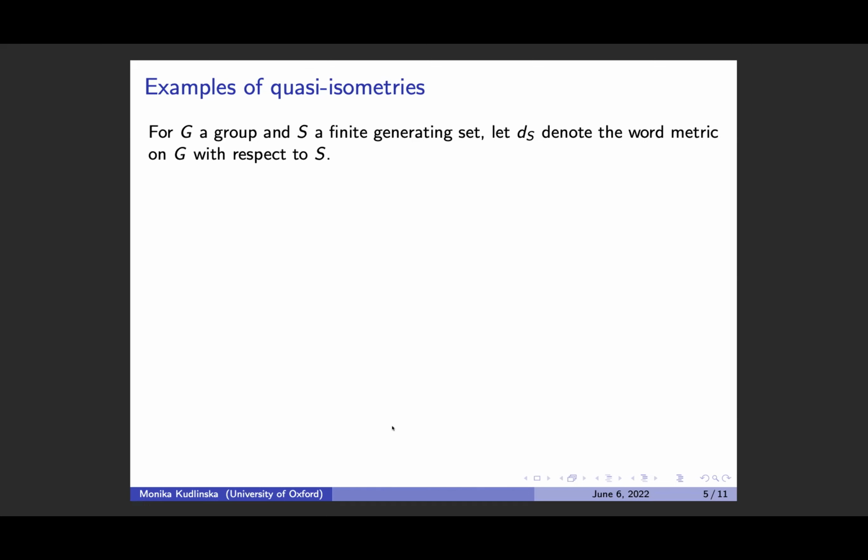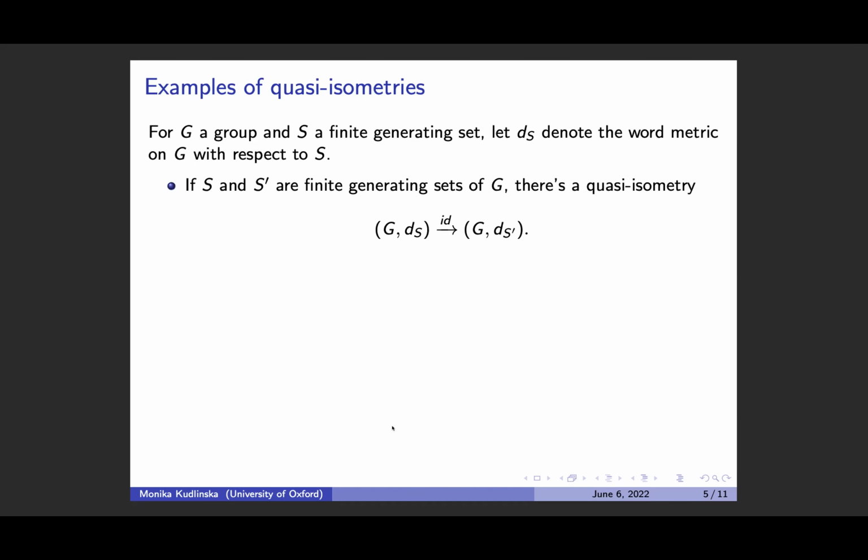Now, there's an issue with this, right? I made a choice. I chose my finite generating set. In general, there are many different generating sets that I could have selected, and we would like to say that it didn't matter which finite generating set I chose. Unfortunately it does, but only up to quasi-isometry. So essentially, if I choose two finite generating sets of my group, then the identity map of my group is a quasi-isometry with respect to these two different word metrics. So there's a slight ambiguity there.